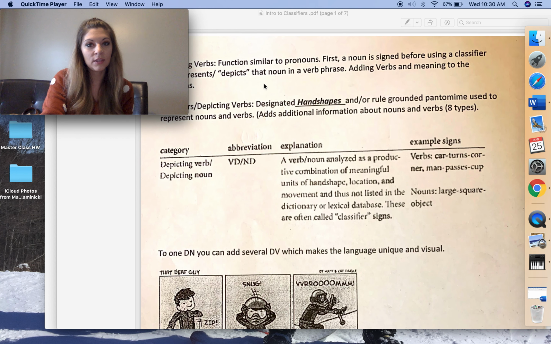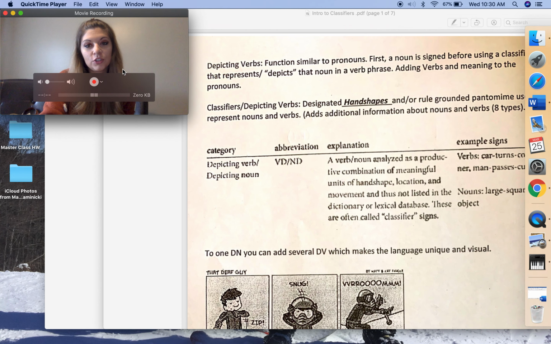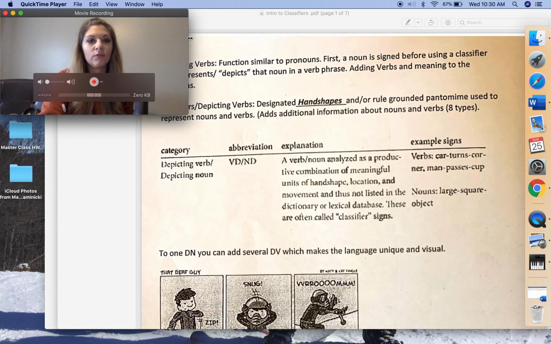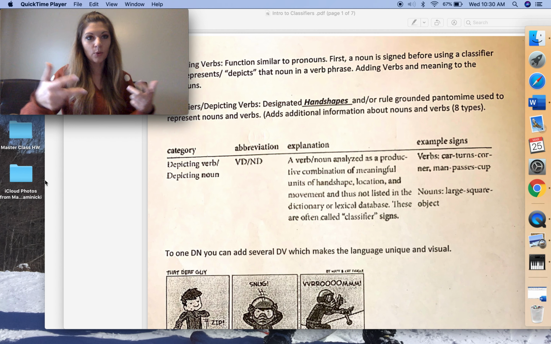But basically, they function similar to pronouns. First, the noun is signed before using a classifier that represents or depicts, which makes sense, depicting verb. It depicts that noun or verb phrase, adding verbs and meaning to the pronouns. So you're adding to the noun and verbs that you've already stated first, like that car, and then how it moves.